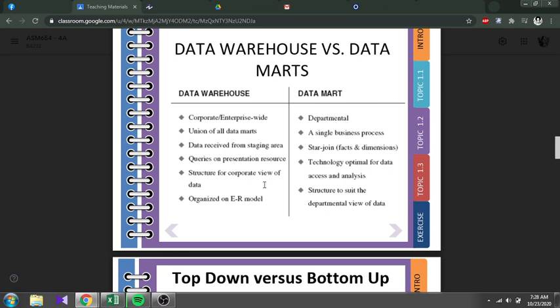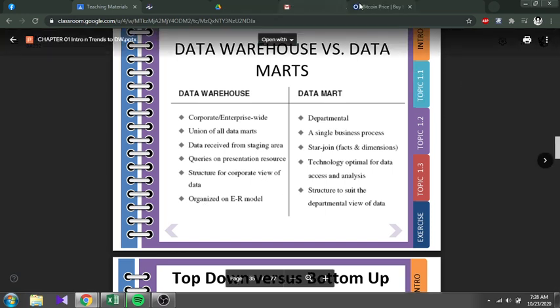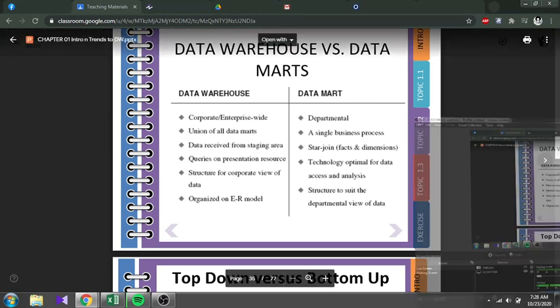Structure for corporate view of data, organized on ER model. Okay, what is ER model? I think we go later on this ER model. Structure to suit the department's view of data.